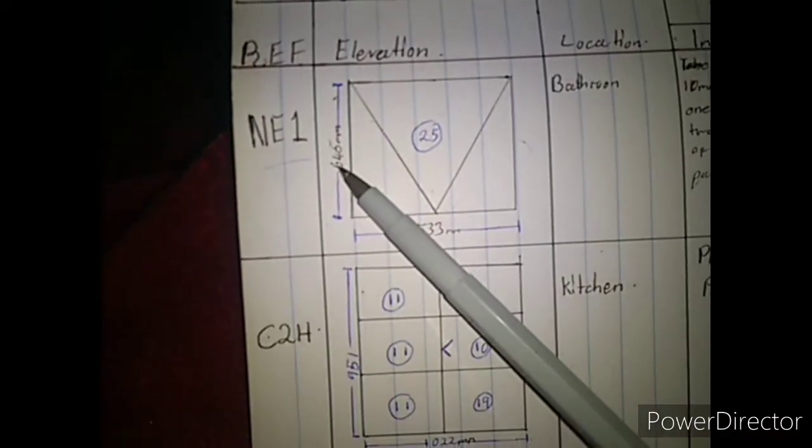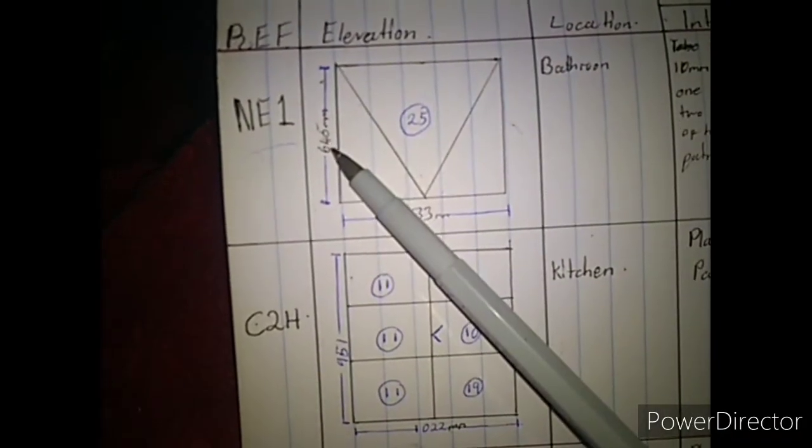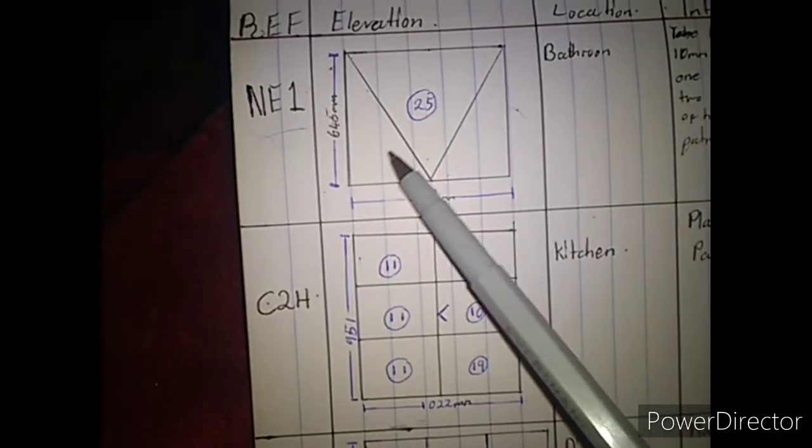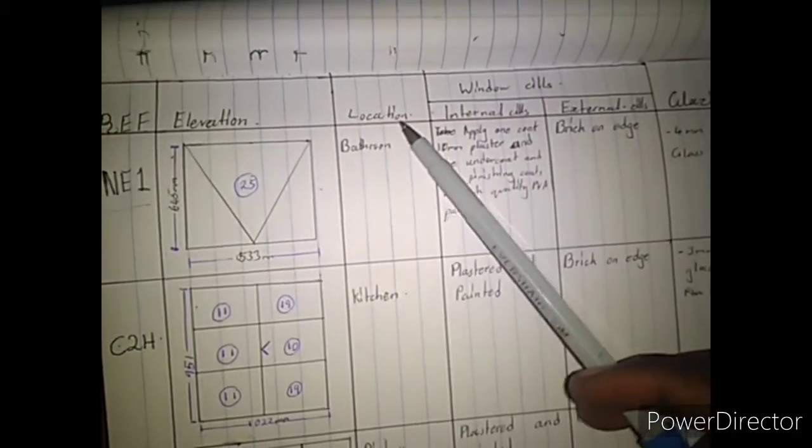So move on to the second column, which is the elevation column. On the elevation column, we just draw a simple schematic of a window which shows the dimensions of that window. For instance, here we've got 645 millimeters by 533 millimeters, and the schematic should also show the size of glazing. Here we've got 25.